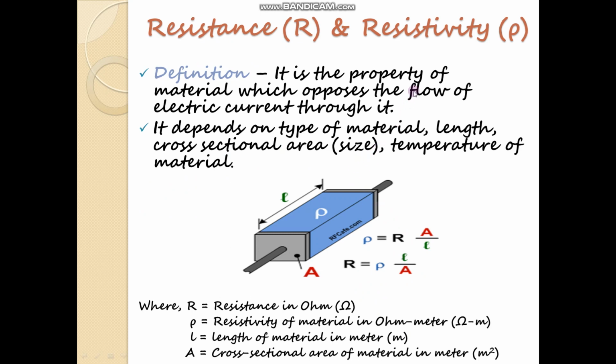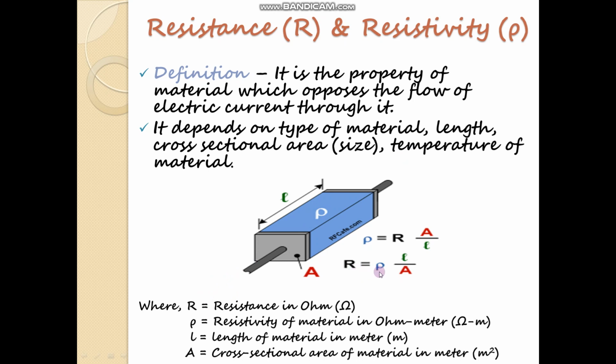So what is the resistance? It is the property of any conducting material which opposes the flow of electric current through it. The resistance of that material depends upon which kind of material it is, either silicon, germanium, or copper, etc. Second, it depends upon the length of that material, the cross-sectional area, meaning the size of that material, and the temperature of that material. Okay. So how to find out the resistance?